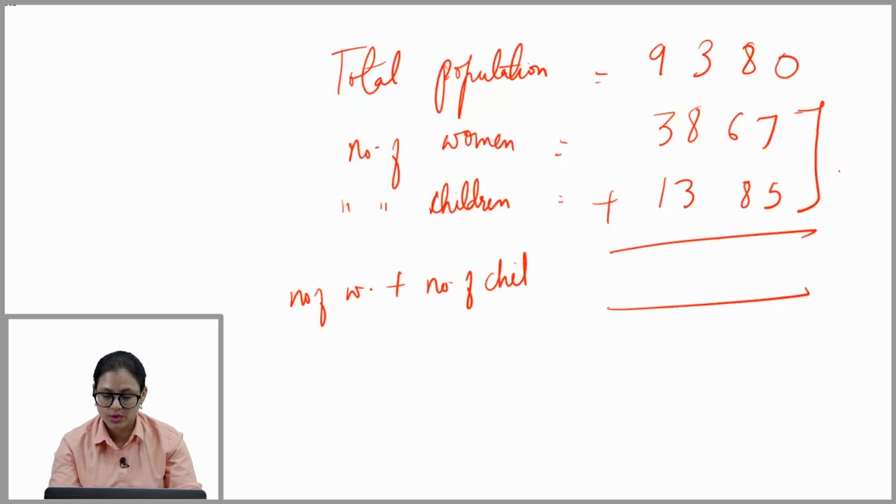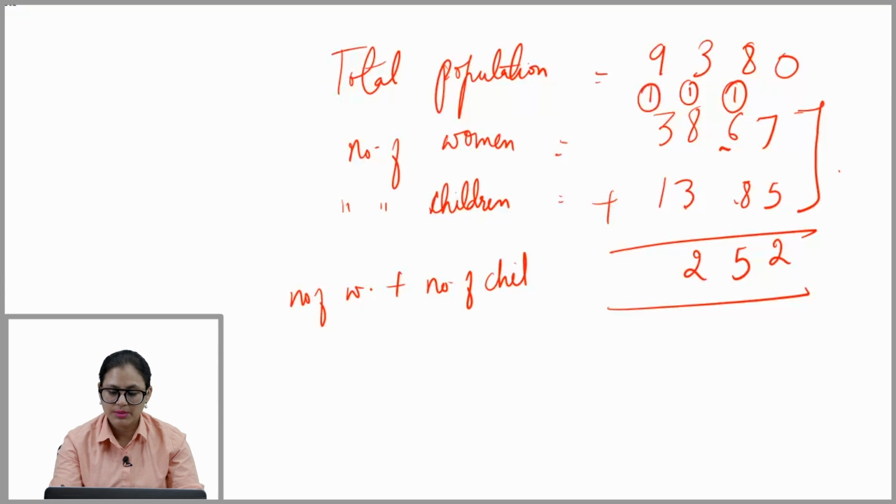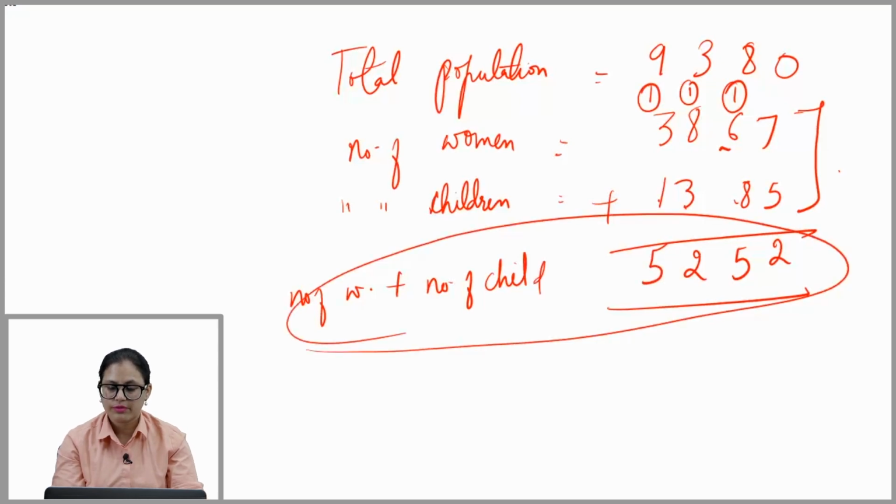7 plus 5, 12, 1 carry. 8 plus 6, 14 plus 1, 15, 1 carry. 8 plus 3, 11 plus 1, 12, 1 carry. 3 plus 1, 4 plus 1, 5. So the number of women and number of children, 5,252. Now you have to find out the number of men.